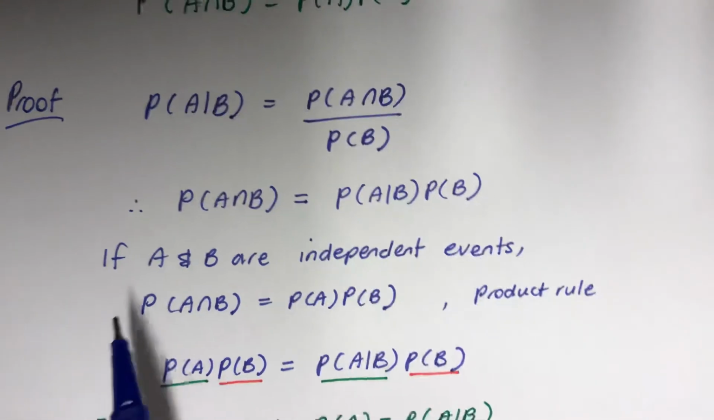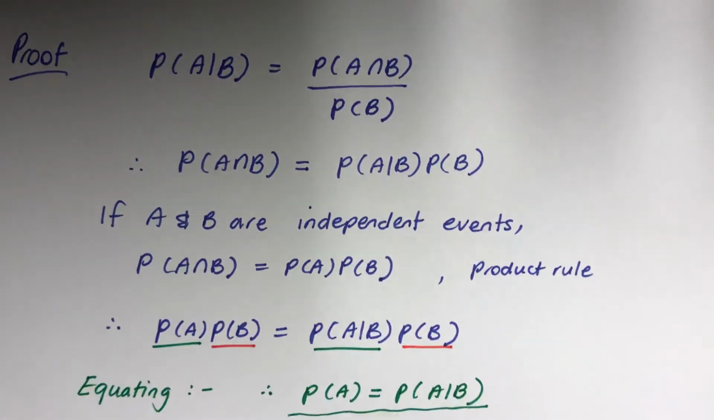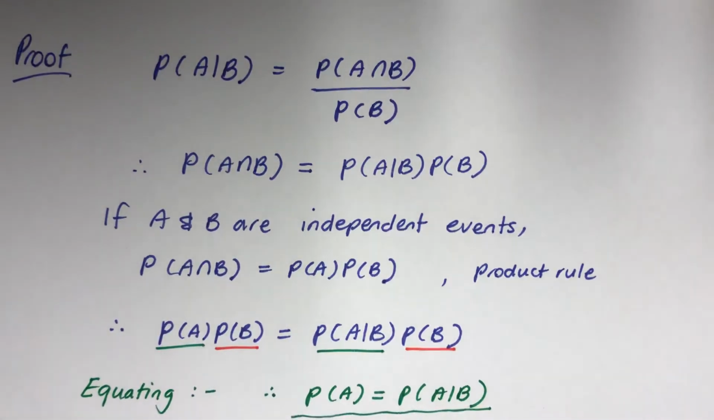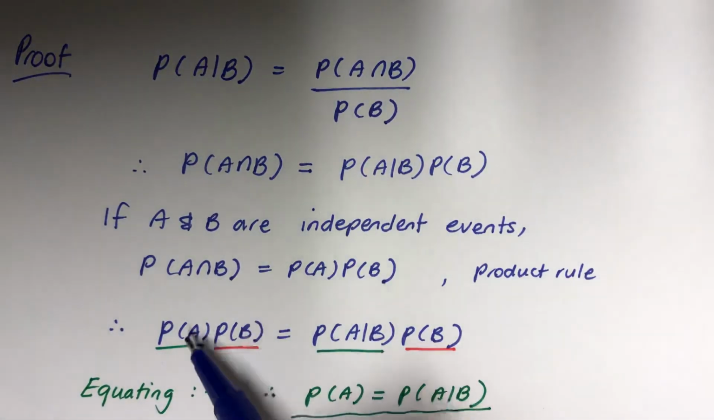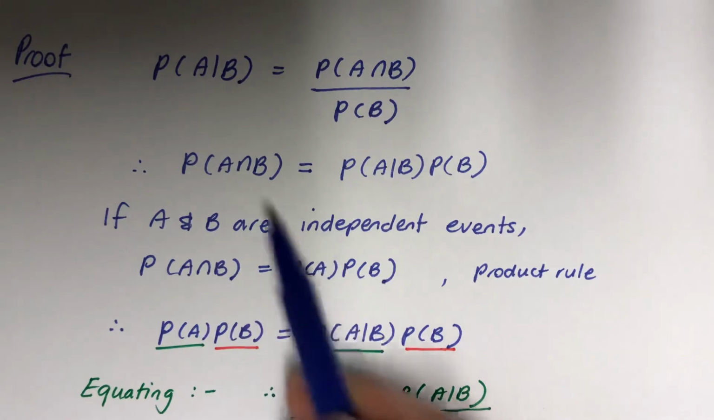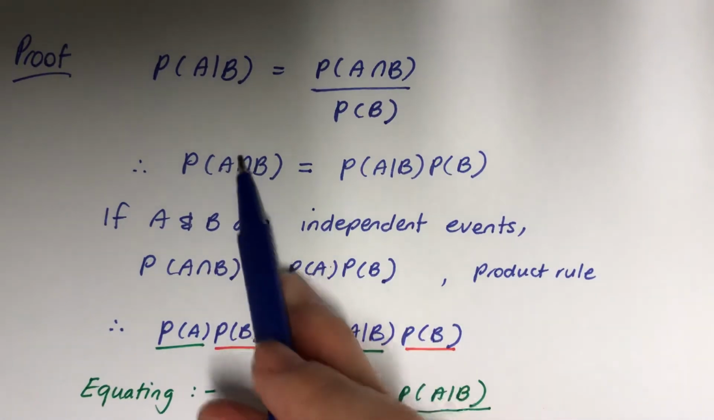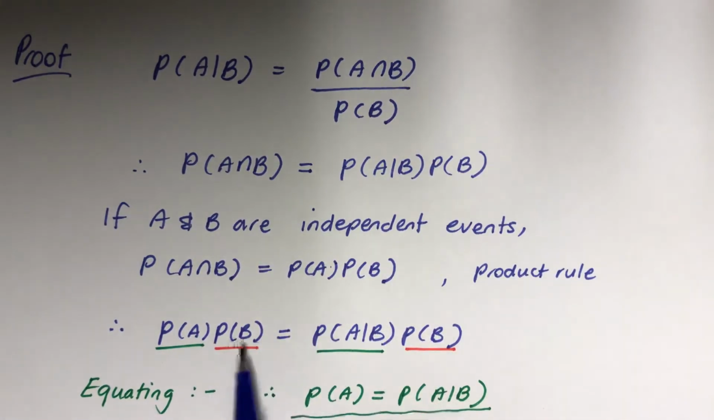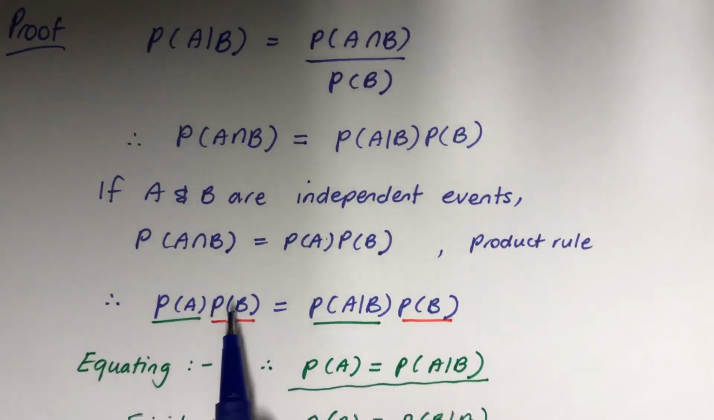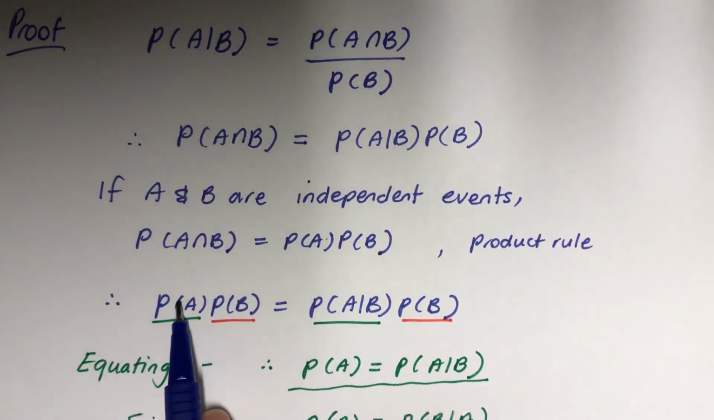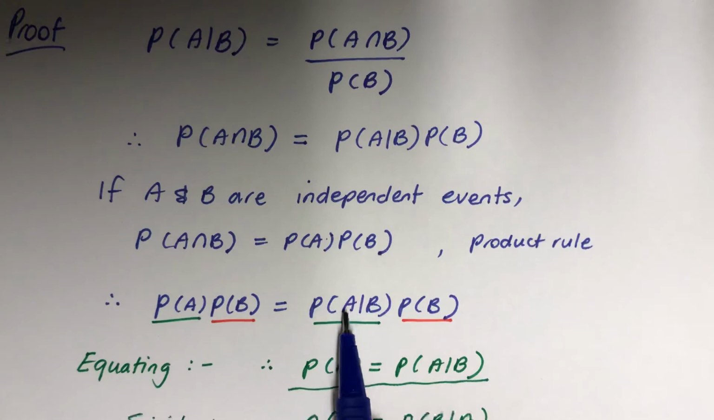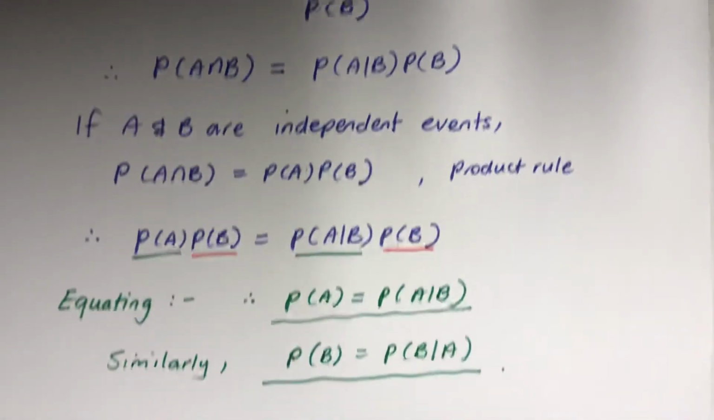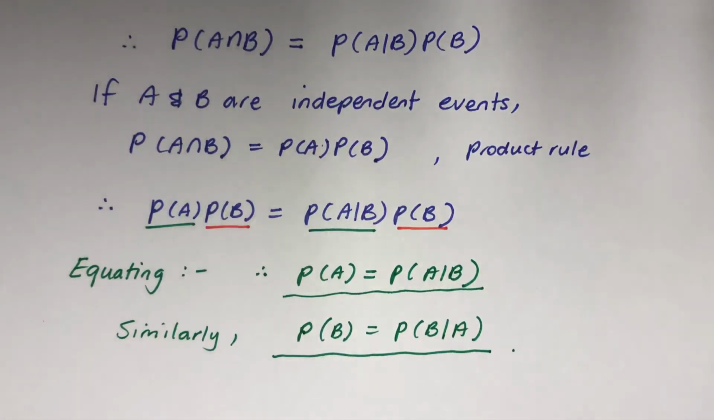And if A and B are independent events, we can of course use the product rule there. So I'm just replacing this with this. Okay, so I'll put that in there and there. Now equating them together, I can tell the probability of A is the same as the conditional probability. Okay, so that's what I can say. And then similarly, I can say the same thing.